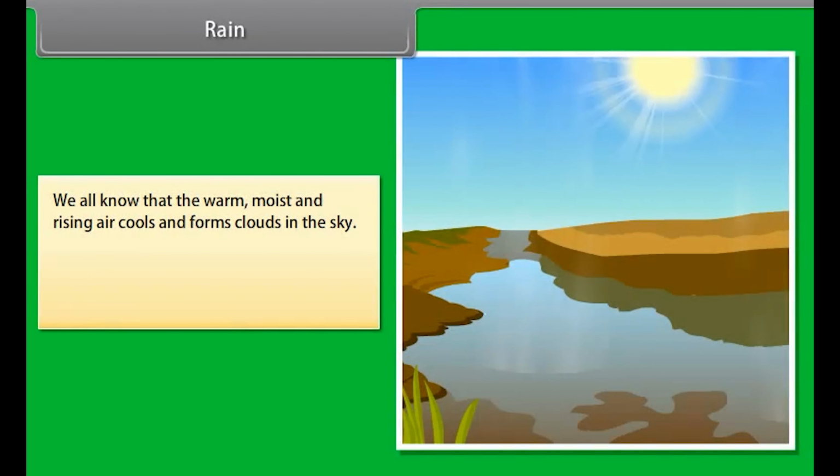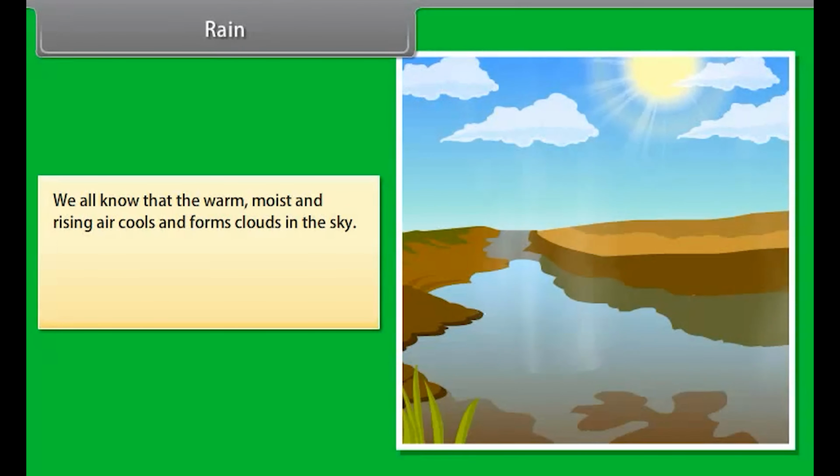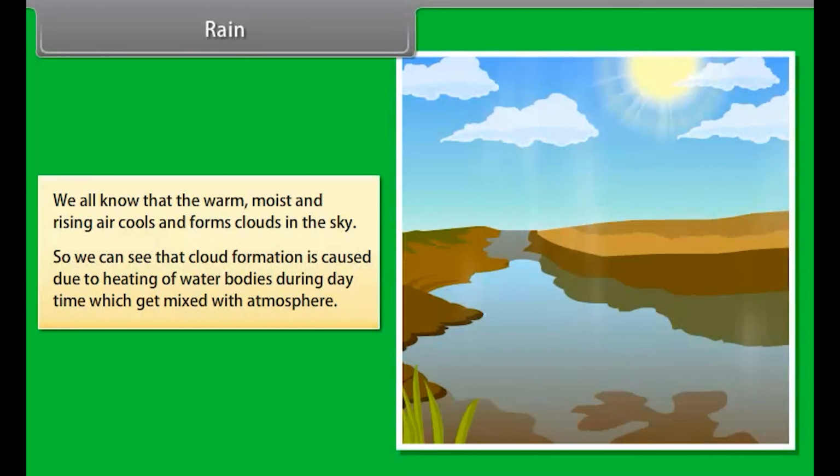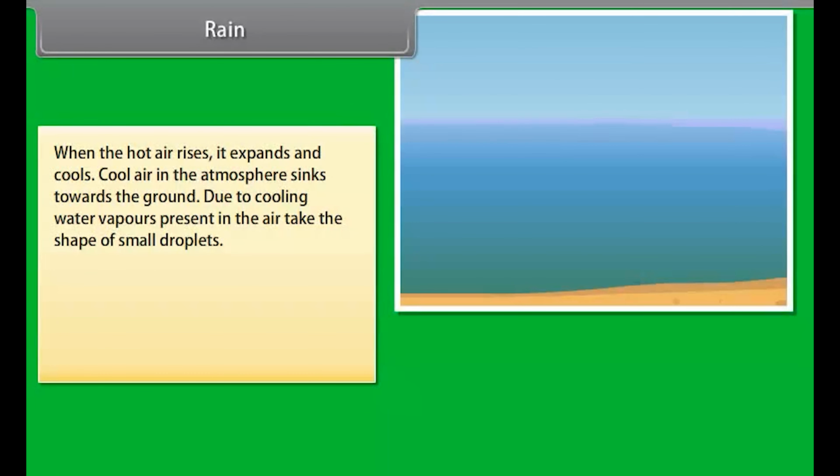Rain. We all know that the warm, moist and rising air cools and forms clouds in the sky. So we can see that cloud formation is caused due to heating of water bodies during daytime which get mixed with atmosphere. When the hot air rises, it expands and cools. Cool air in the atmosphere sinks towards the ground.